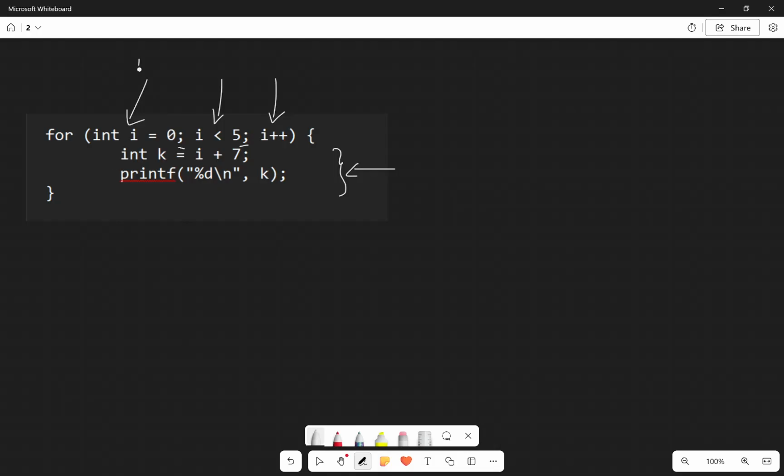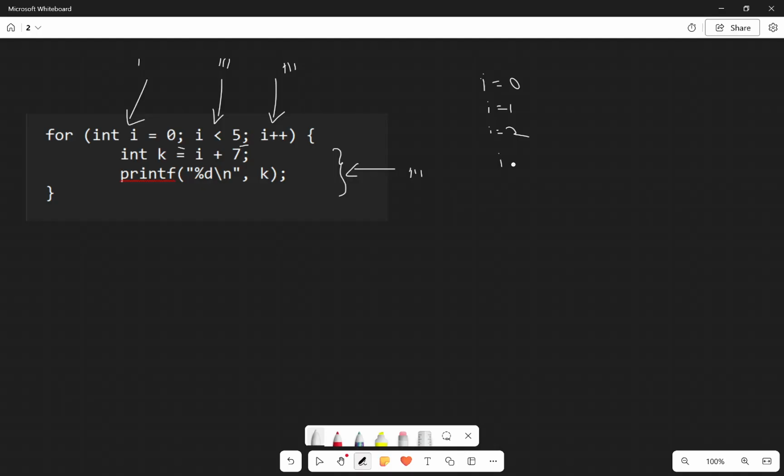Okay. So this one gets incremented. Now i is 0, and the condition gets checked. So the condition is true. 0 is less than 5. So body gets executed, and then it gets incremented. Now i is 1. Then condition evaluates. It's true. Body gets executed, gets incremented.